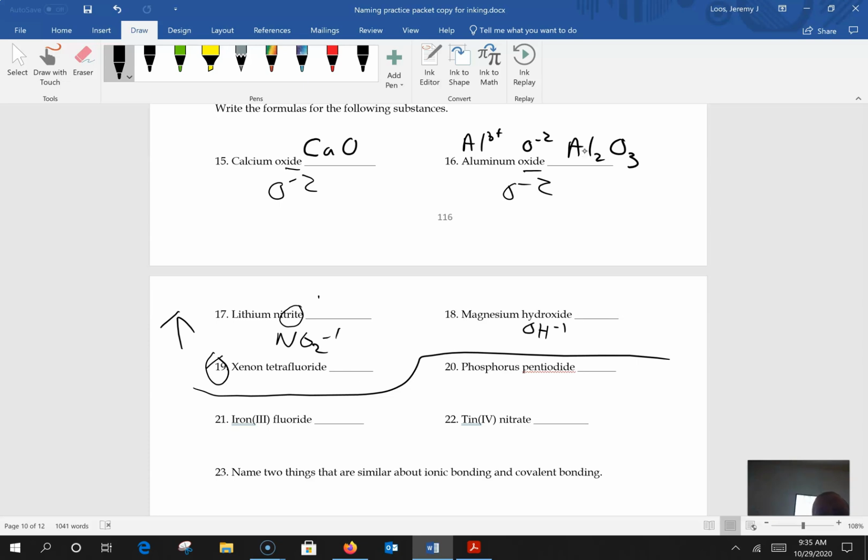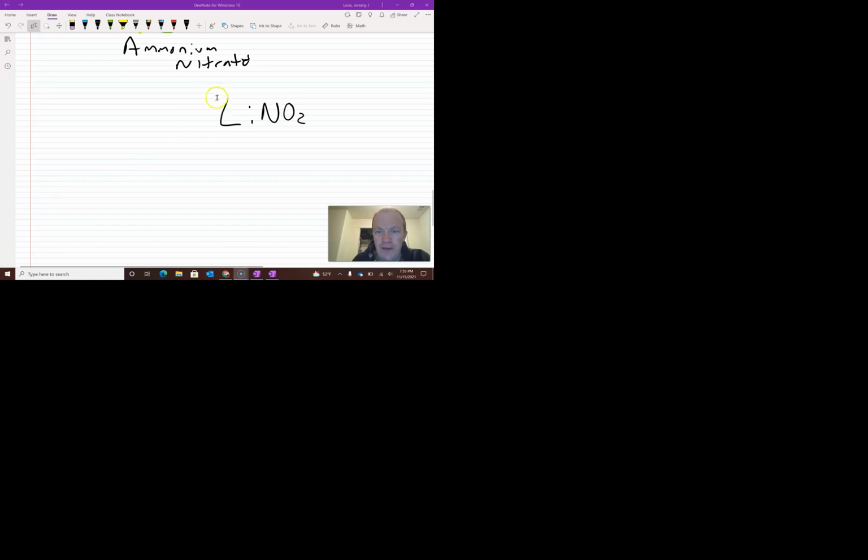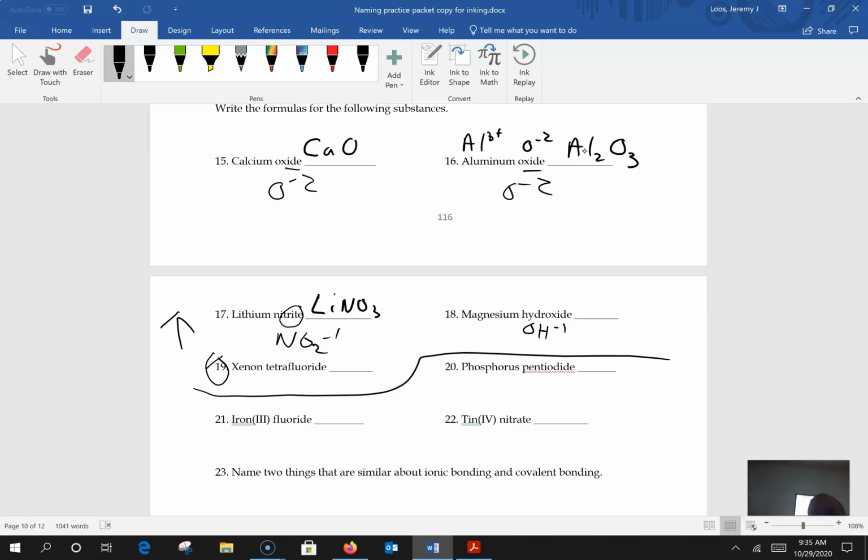Lithium nitrite. Lithium is in the +1 column. I just want to break in very quickly to say past me made a little bit of a mistake there. I was saying everything right, but for some reason when I wrote it, I wrote nitrate, when actually it should be nitrite. It should be NO2, not LiNO3 as I wrote in the other video. So it would be like that.